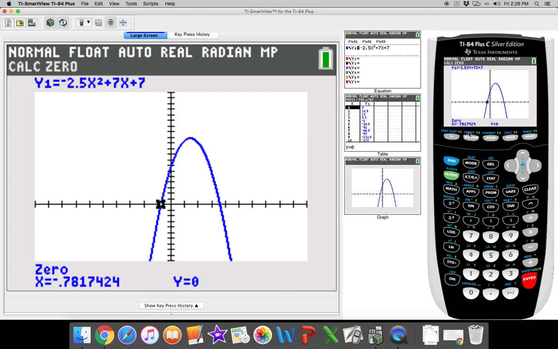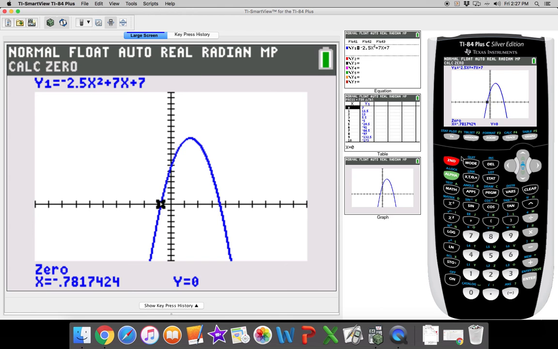I know it's a 0 because my y coordinate is 0. So my x-intercept on the left is at negative 0.7817424. Now, more than likely, you're going to round that to negative 78/100ths or negative 8/10. But we're not finished. We still have a second intercept or x-intercept.